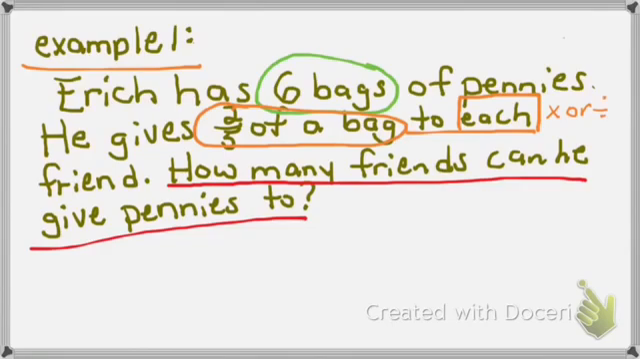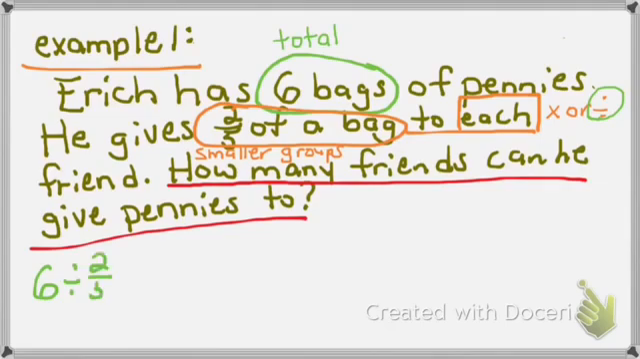Let's go back and look at the information we know. Eric has 6 bags of pennies. That's the total amount of pennies that he has. Then he's going to give 2/5 of a bag to each friend. So he's breaking that total up into smaller equal groups, 2/5 for each group. That tells me right away that this is going to be a division problem. So we take our total, which is 6, divided by the group size, which is 2/5. Let's move to the next page to solve that problem.